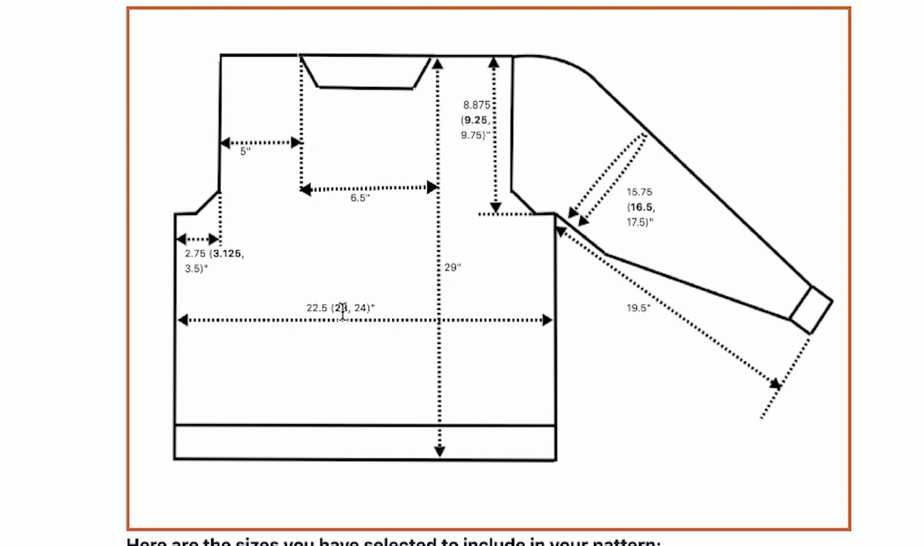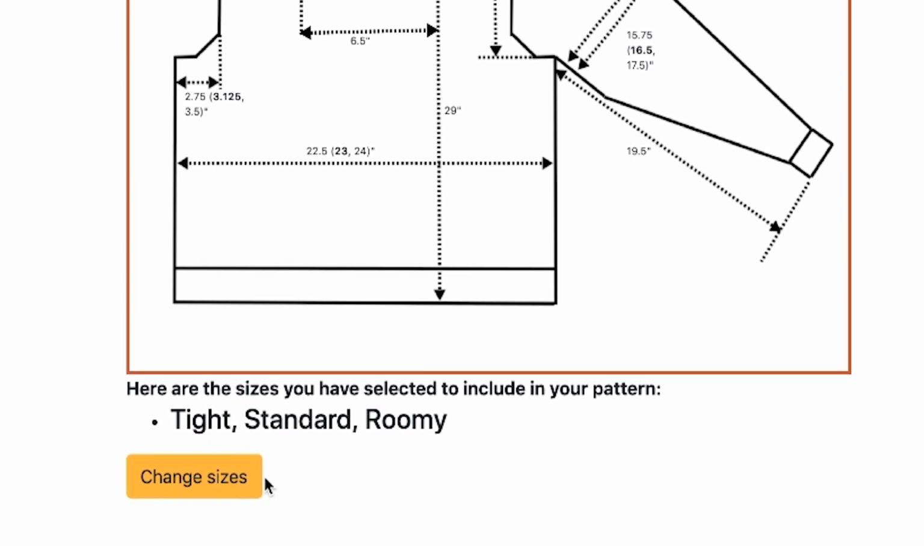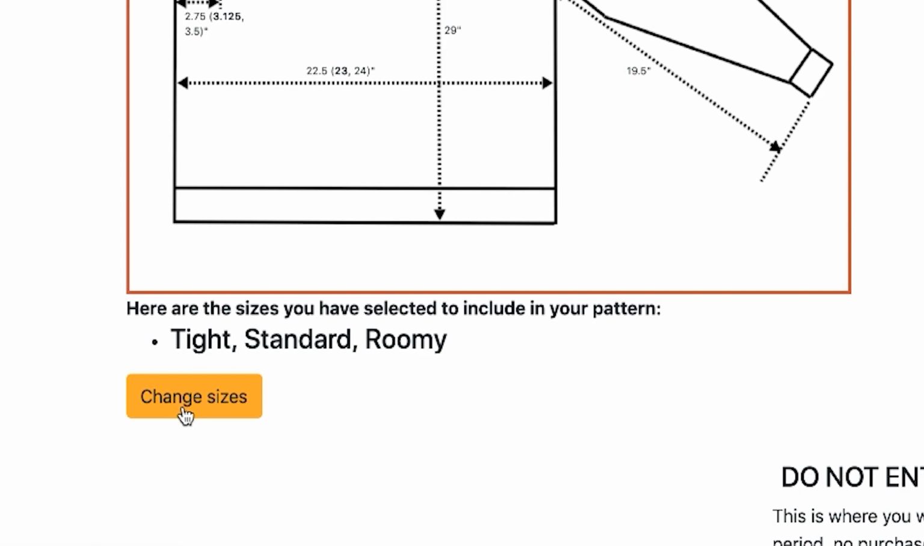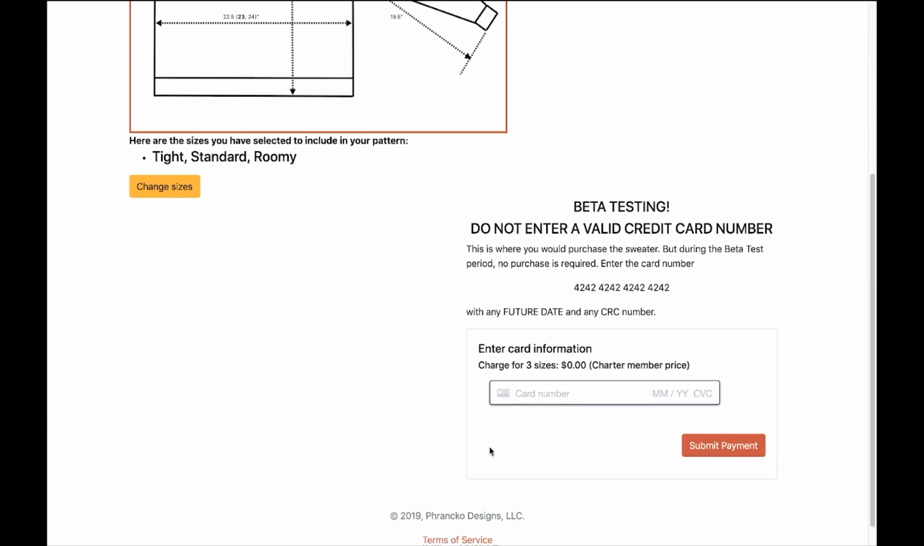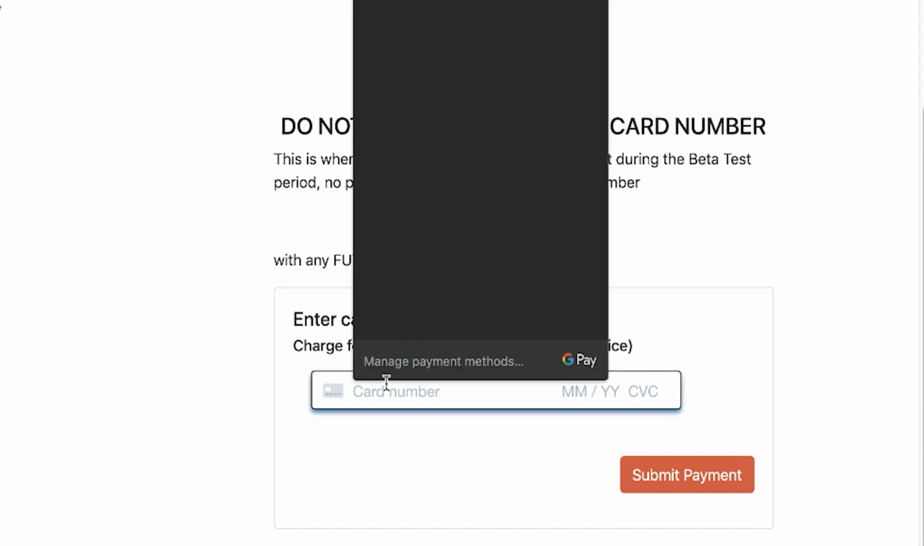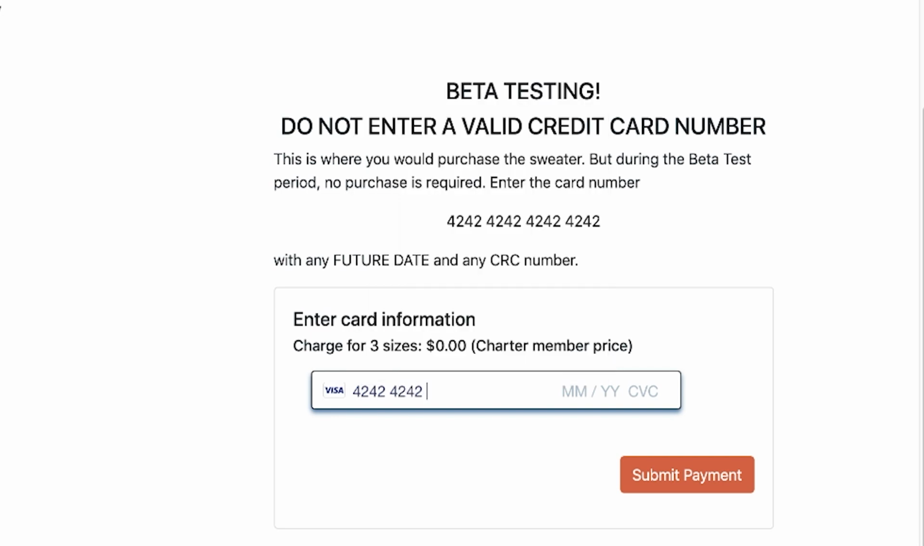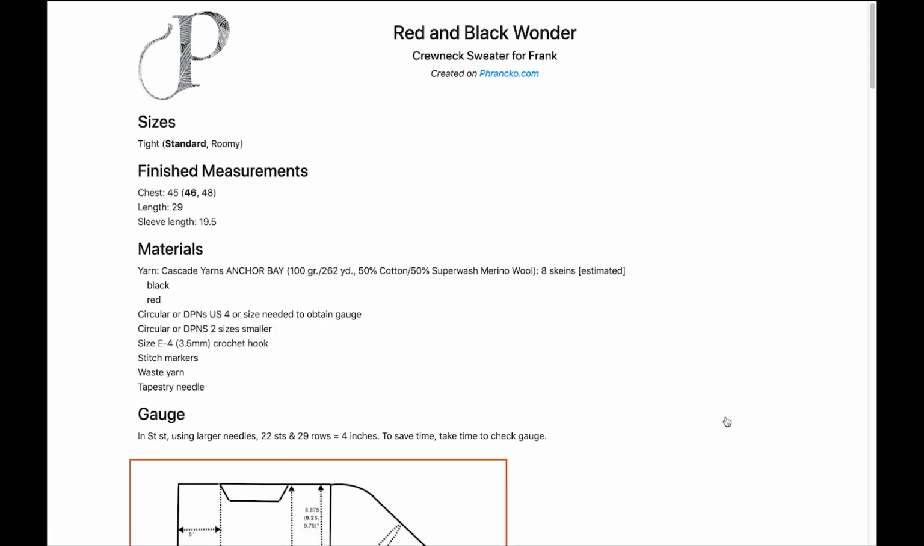The standard sizes are all in bold, so 23 is the standard width. So it's a 46-inch sweater. If I decide I don't want those sizes, I can click change sizes and go back and choose a different set of selections. Or I can just enter a credit card number right here. And in the beta test period, we can enter a fake credit card, which is told just above you. You enter any future date and any CVC number and any zip code. And it will accept that payment. You get charged nothing. And here is your sweater.